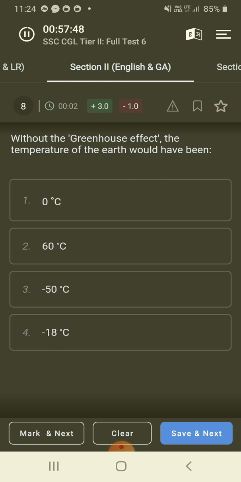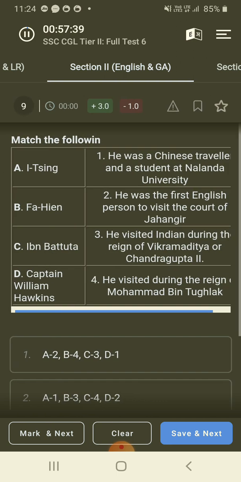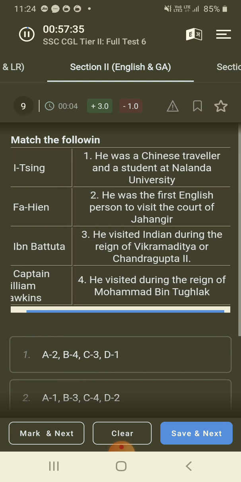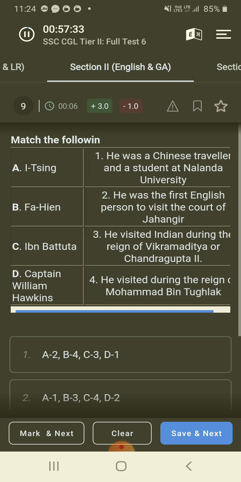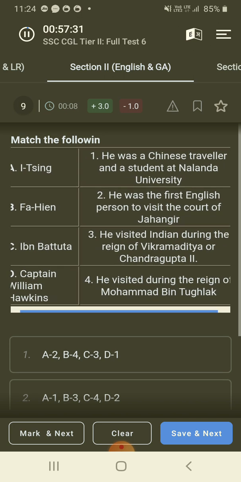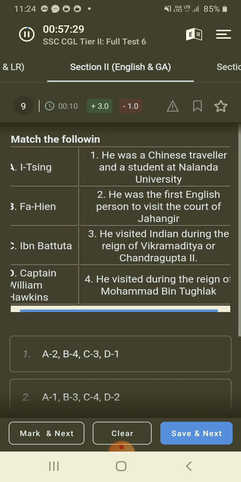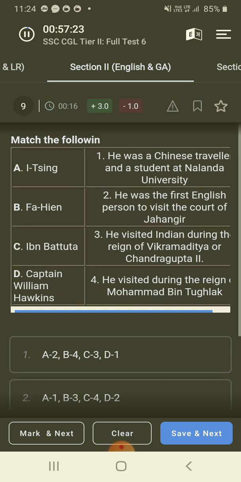Without the greenhouse gas, the temperature of Earth would have been. Fahian, Chinese traveler, a student of Nalanda University. Ibn Battuta, Chinese traveler.